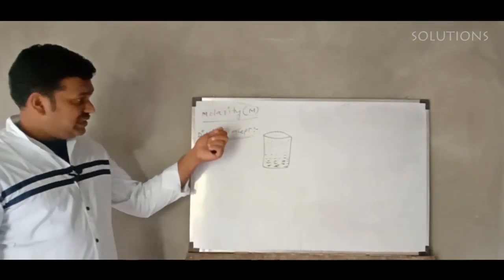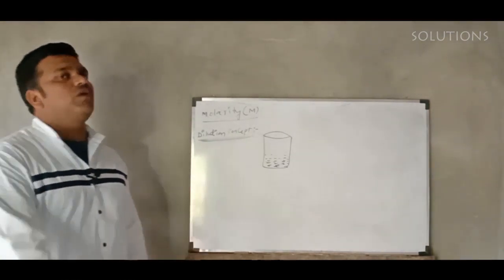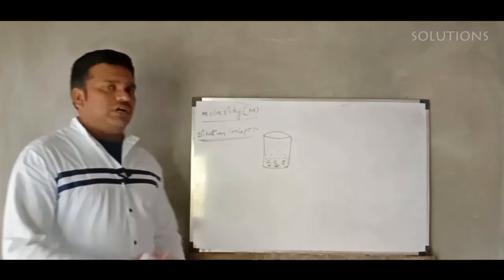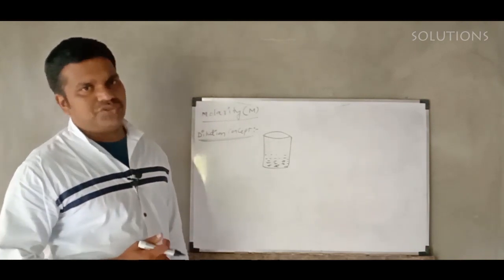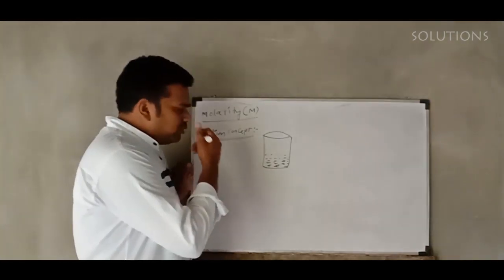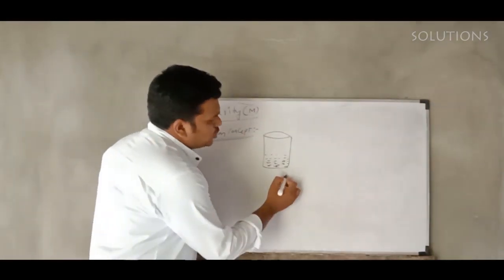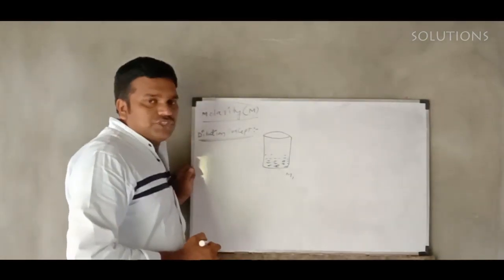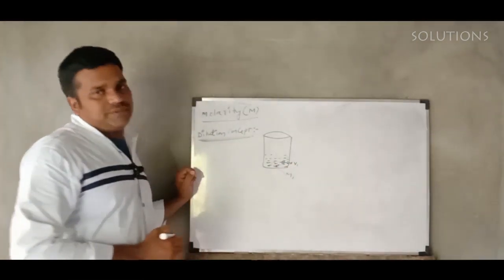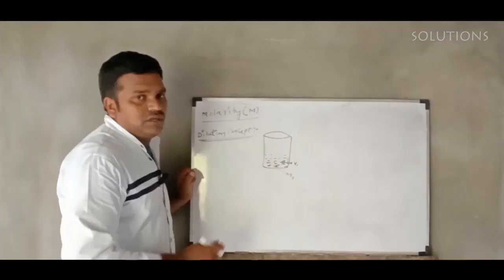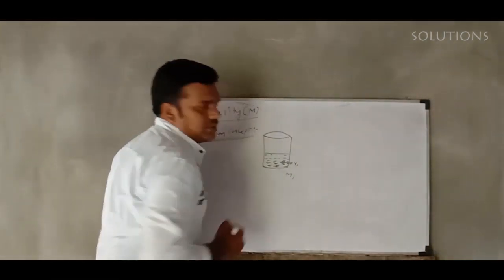The next concept in molarity is the dilution concept. What is dilution? Dilution means adding water. If you add water to any solution you already have, there are some changes we have to observe. I want to take one beaker here. In this beaker one solution is already there. The solution molarity is M1 and the volume of the solution is V1. In the first case, the volume is up to here only.